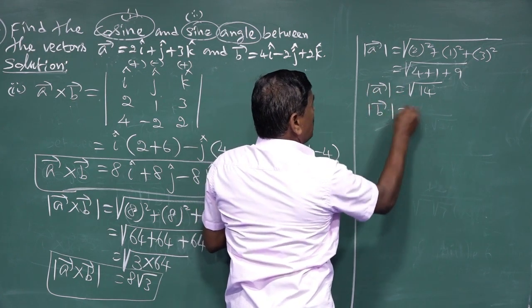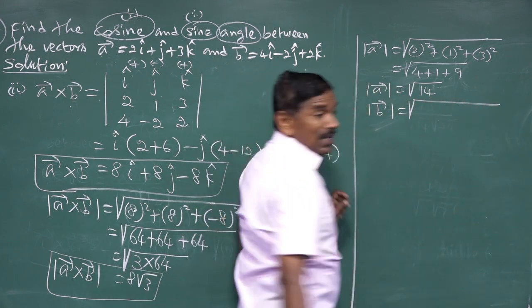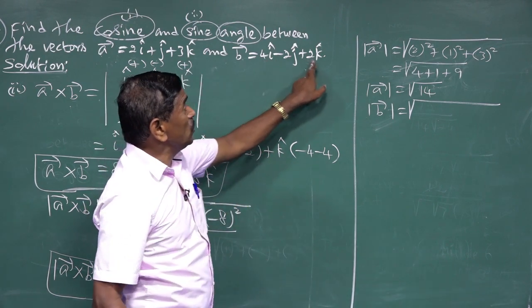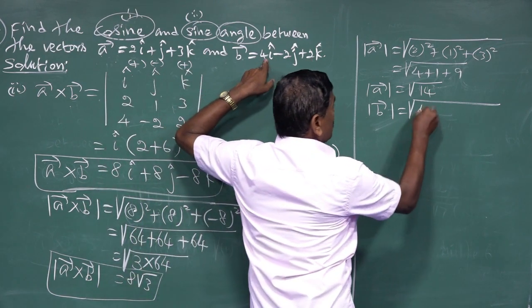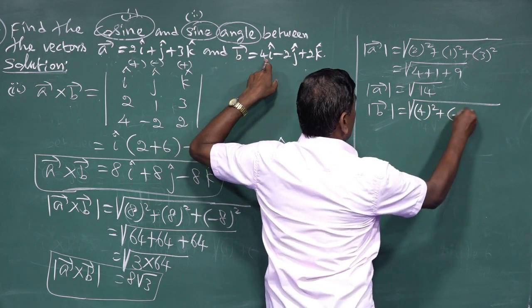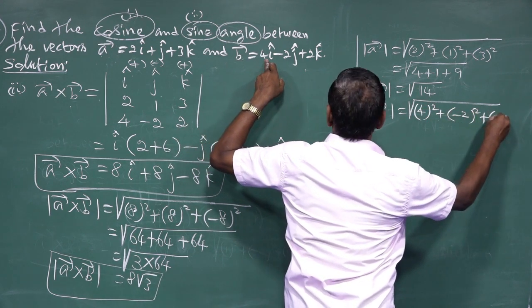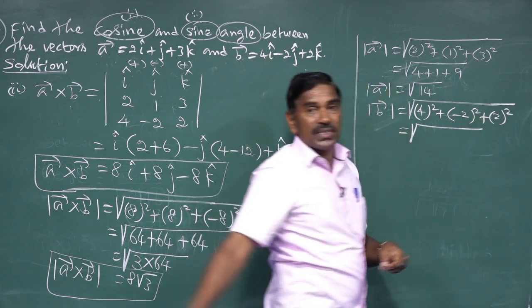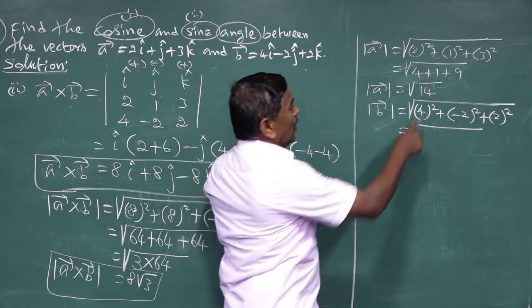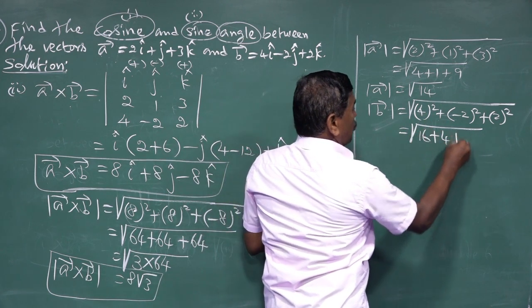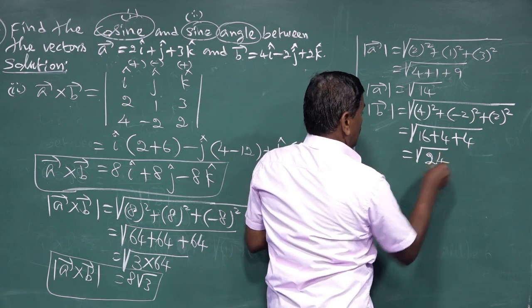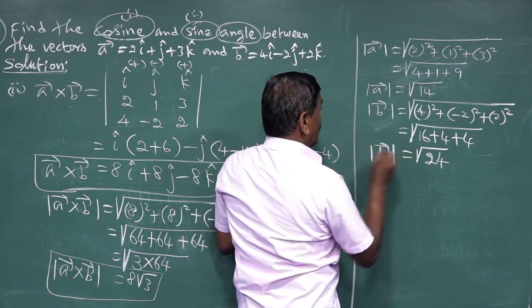Next part, modulus B vector is equal to square root of the sum of the squares of the i, j, k coefficients. That is 4, minus 2, 2. That is 4 the whole square plus minus 2 the whole square plus 2 the whole square. Simplify: 4 square is 16, plus 4 plus 4 is equal to root 24, which is modulus B vector.